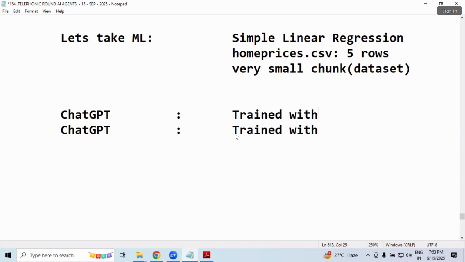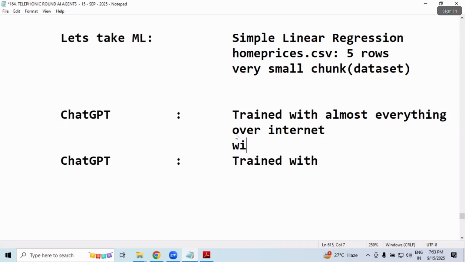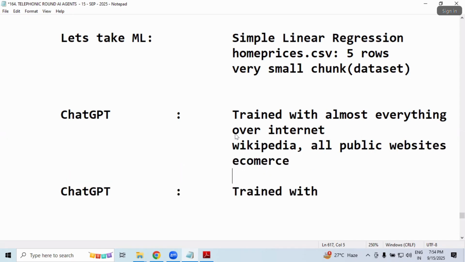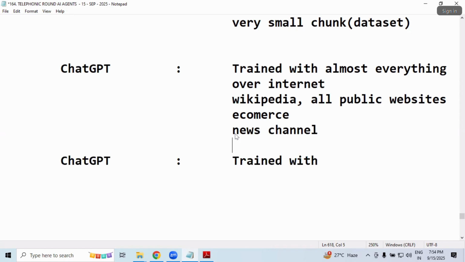it is trained with almost everything over the internet, especially Wikipedia. All public data sets, all public websites, whether e-commerce or news channels. The next one, millions of books, which can be PDFs and so on.